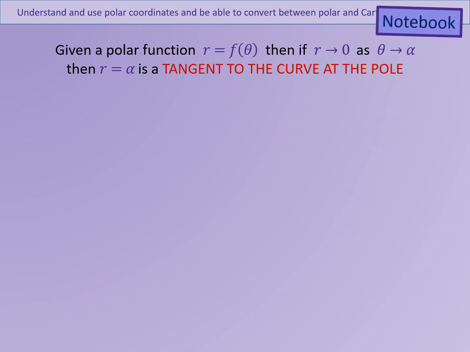We're now going to consider a polar function. r is a function of theta. If r tends towards 0 as theta gets closer to a value alpha, then we can say that theta equals alpha is a tangent to the curve at the pole. This is a straight line from the pole.